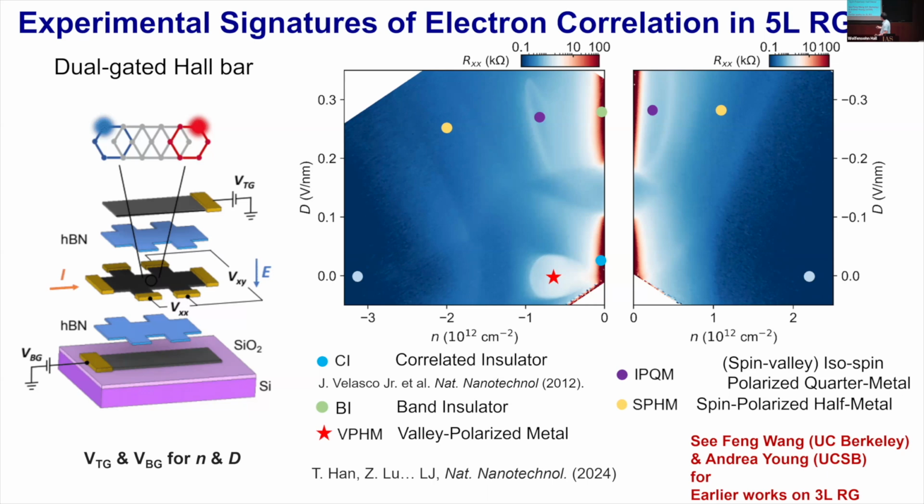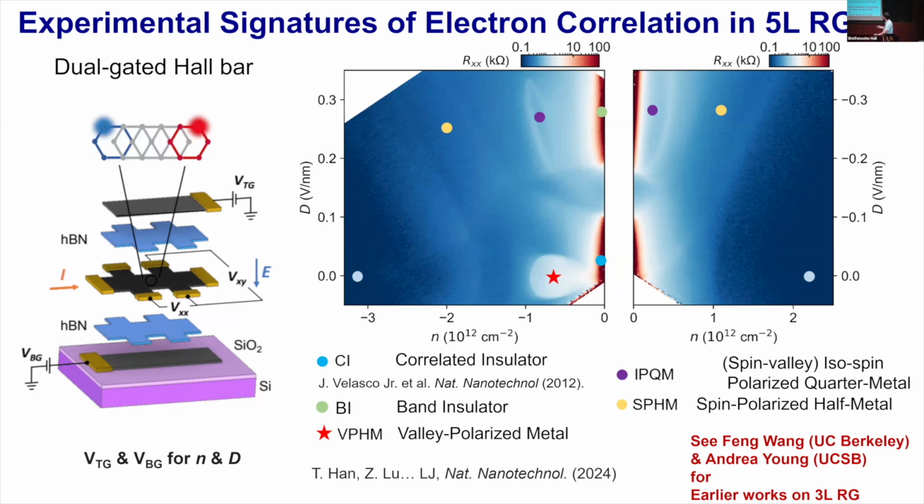On the other hand, you can go different directions, right? You can keep at charge neutrality and increase the displacement field. You'll go from this correlated insulator to some metal state, and then to another insulator. And this insulator is likely the gap open, the semiconductor, the single particle band insulator.